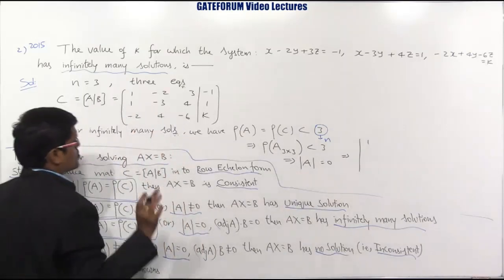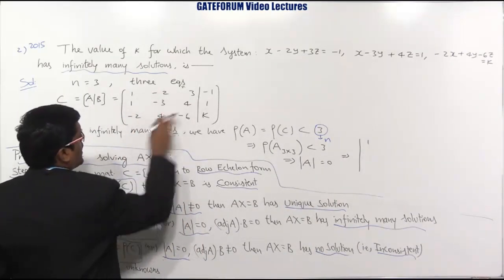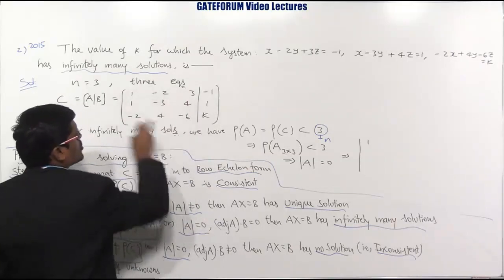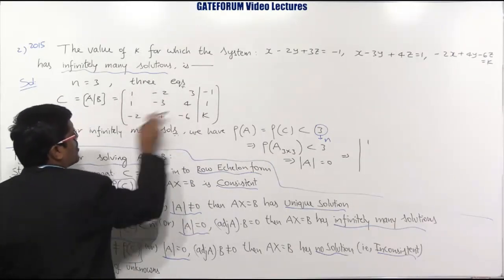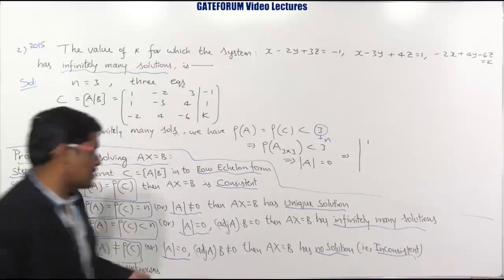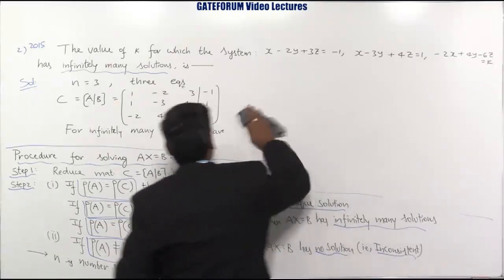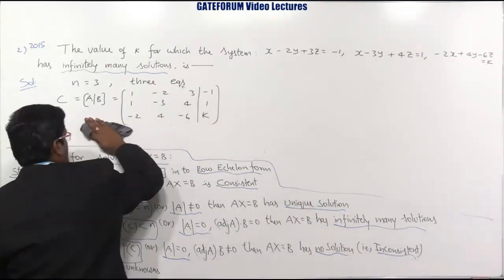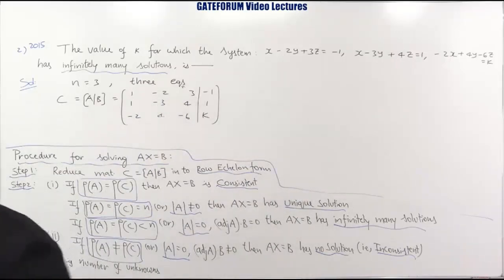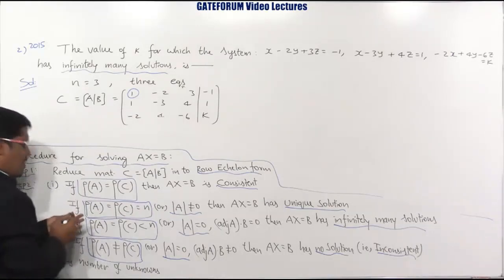Kindly excuse me. In this case, I cannot get k because this k belongs to the B matrix. If this k belongs to any one of the rows or columns in the A matrix, then this condition is useful. So better to apply row operations only. Don't take infinitely many solutions immediately. This k belongs to the last column, which is not the A matrix. So as usual, reduce this matrix into row echelon form.